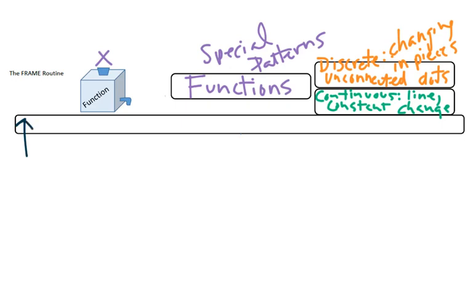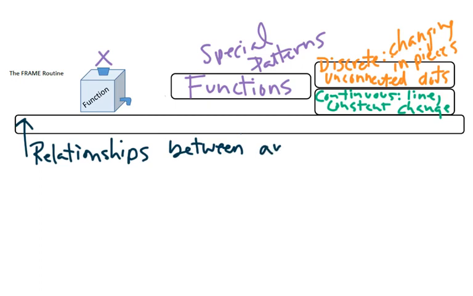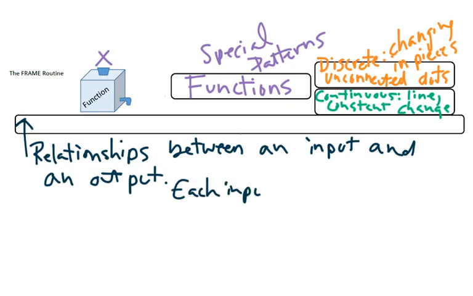Once again, to talk about that function, this would go in here, but I can't quite write small enough. Functions, we often call them relationships between an input and an output. It's a pattern such that each input only has one output. That's kind of where we're going with this.